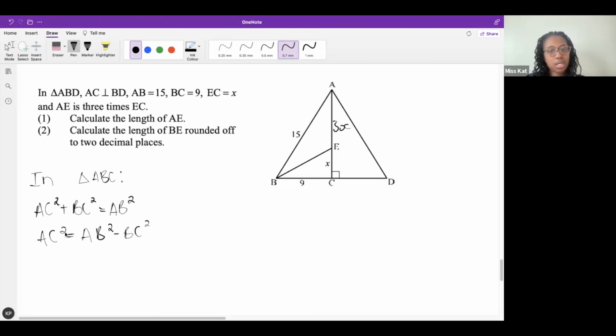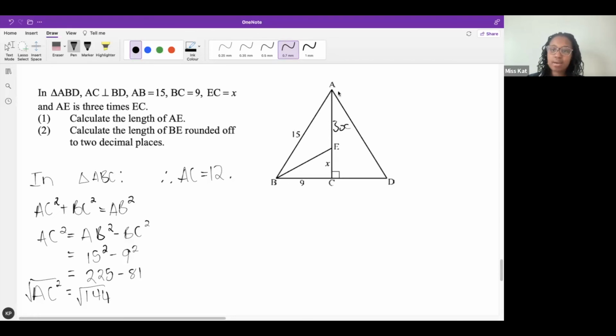AC squared will be AB squared minus BC squared. How long is AB? AB is 15, minus 9 squared. What's 15 squared? 225 minus 81. There we go. Square root of 144. It's 144. And then we square root both sides. Therefore, AC is how long? 12. But that's the whole of AC, right? And we want AE. So how are we going to find AE?